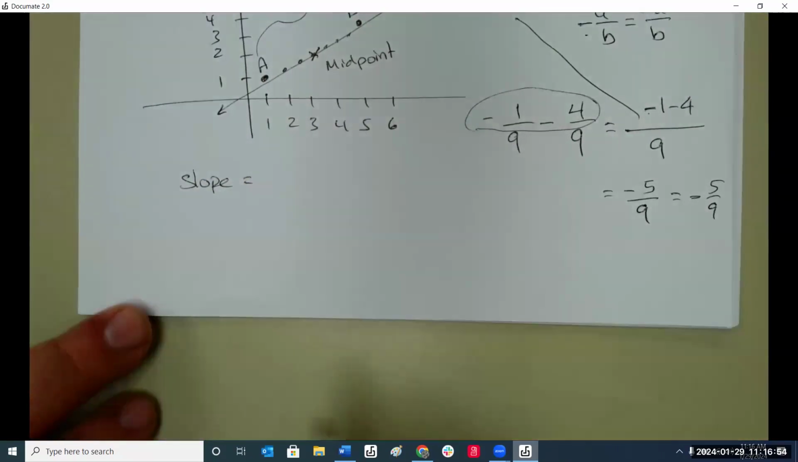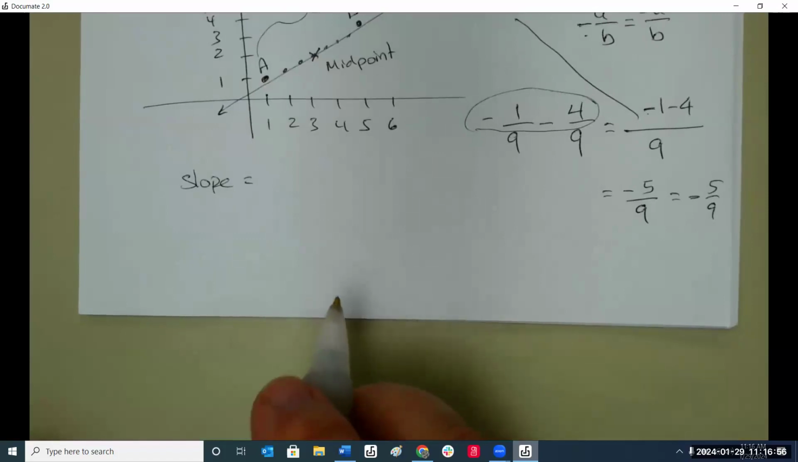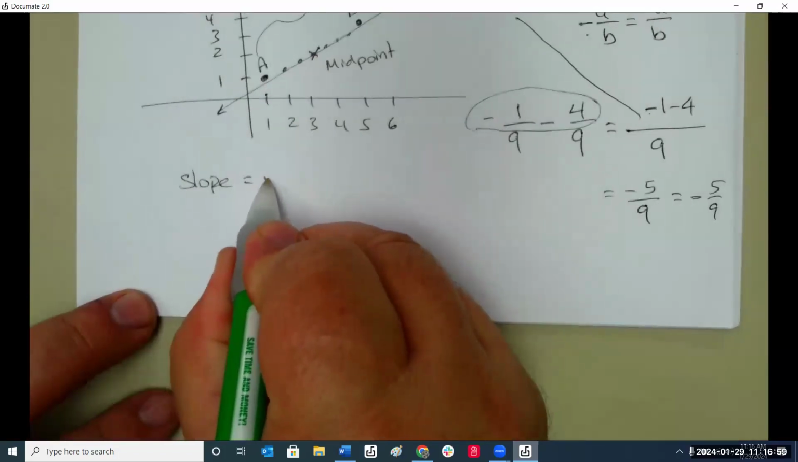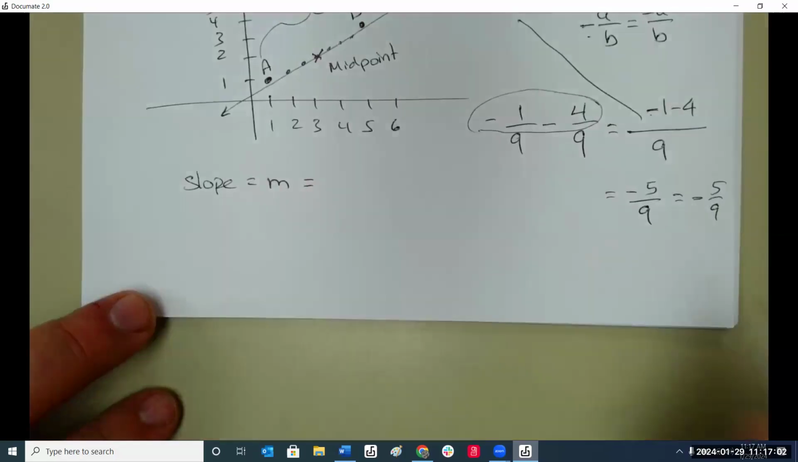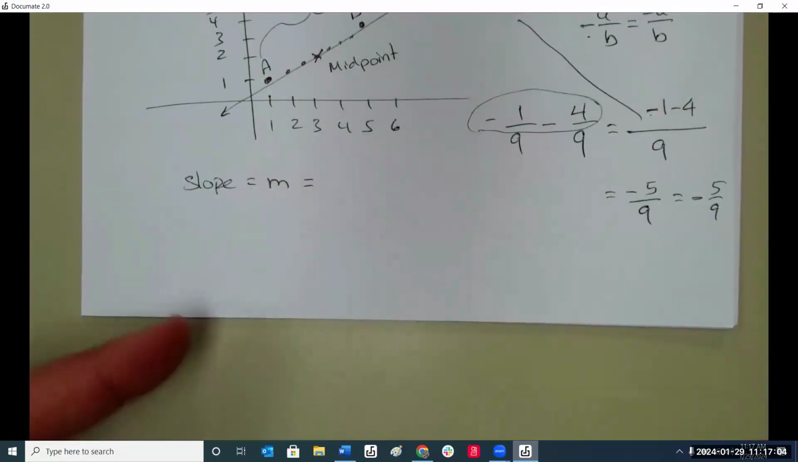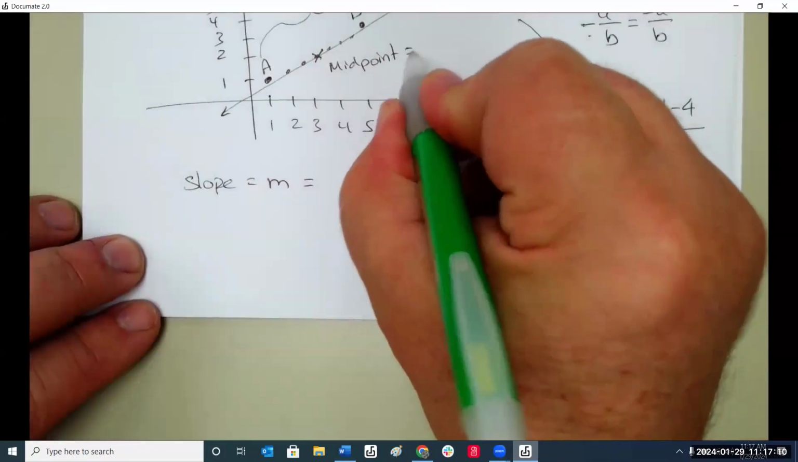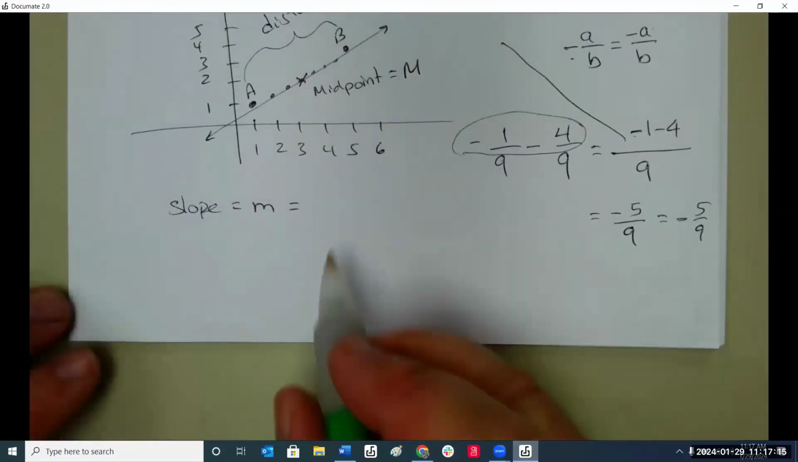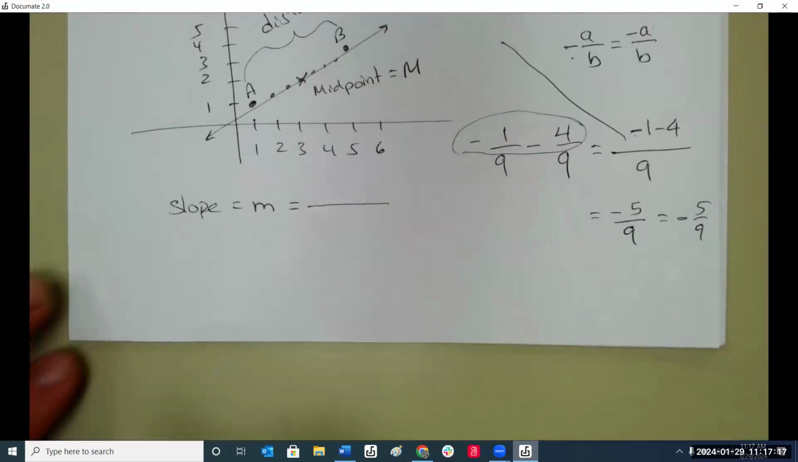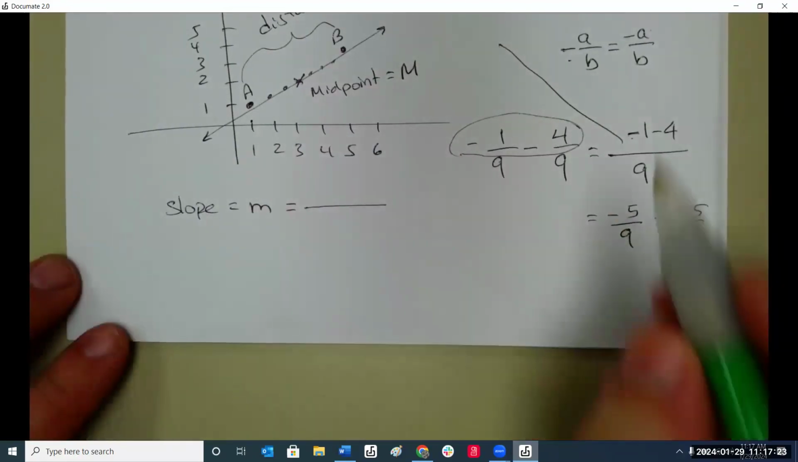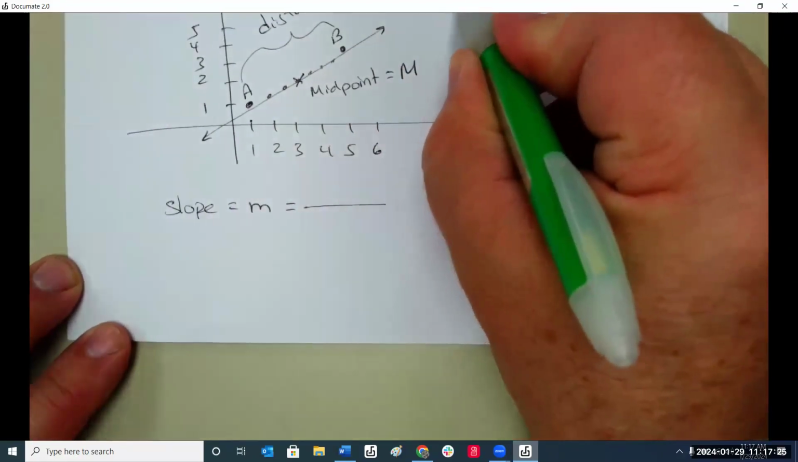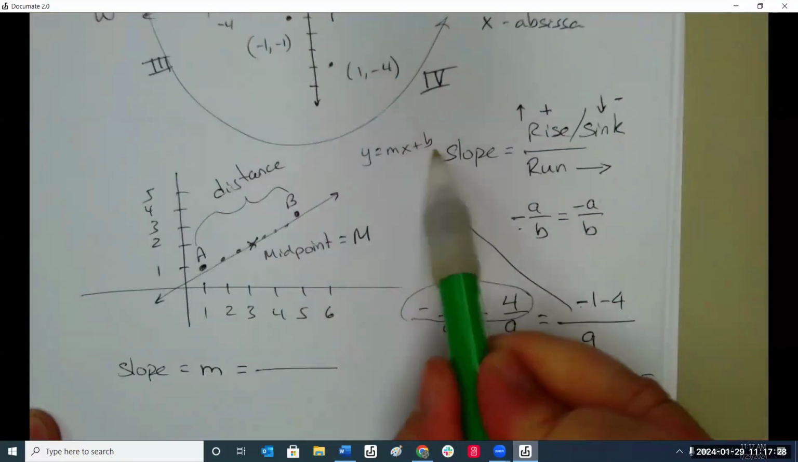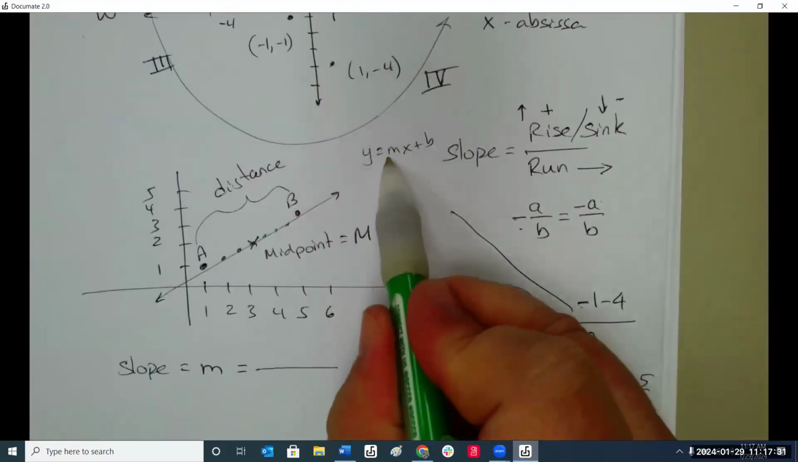For slope, what letter do we use? Capital or small? What does capital M mean? Why can that not be capital M? Because that is the midpoint. But what is the formula for slope? Why? Let's look at this. Is that the equation for a slope? Isn't that M right there?